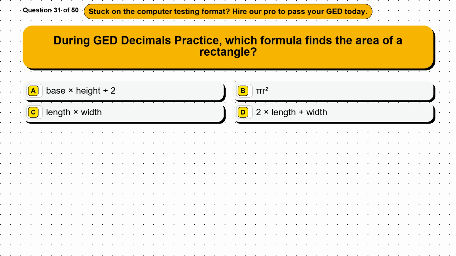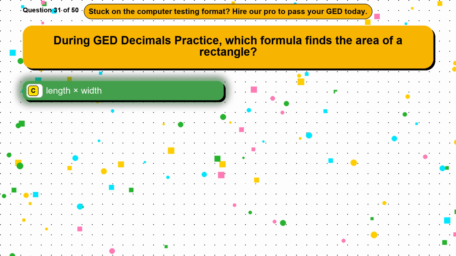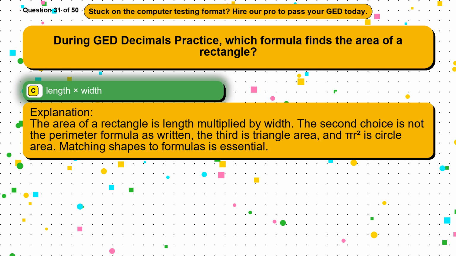Question 31. During GED Decimals Practice, which formula finds the area of a rectangle? Option A base times height divided by 2. Option B pi r superscript 2. Option C length times width. Option D 2 times length plus width. The correct answer is option C, length times width. The area of a rectangle is length multiplied by width. The second choice is not the perimeter formula as written, the third is triangle area, and pi r superscript 2 is circle area. Matching shapes to formulas is essential.